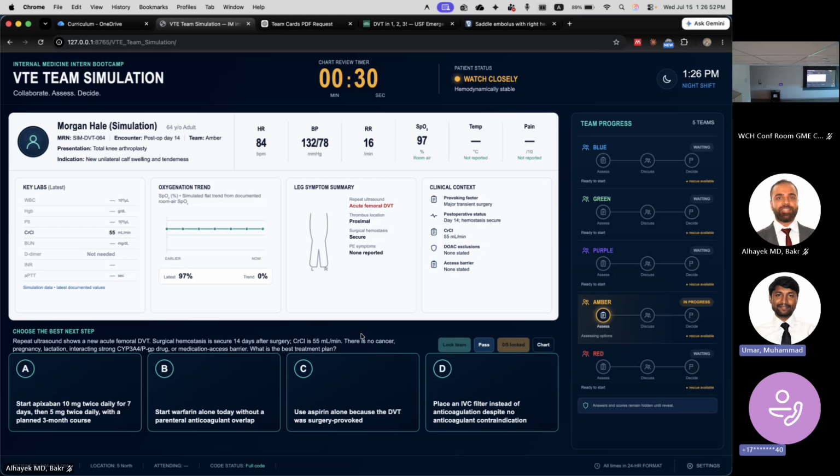All right. So for this patient, they repeat the ultrasound, and that repeat in 5 days shows acute femoral DVT. The patient is not bleeding. Surgical hemostasis is secure. The creatinine clearance is 55. There's no cancer. The patient is not pregnant. No lactation. There are no other medications, and there is no medication access barrier. What is the best treatment plan? Arthroplasty, knee surgery.